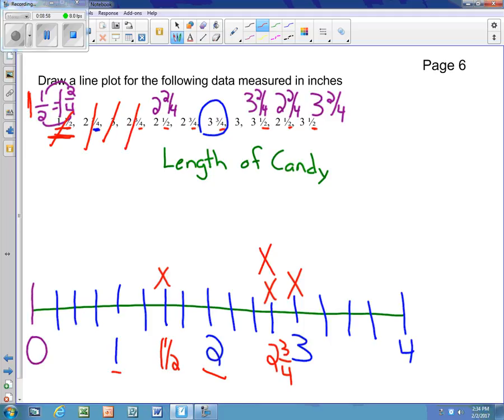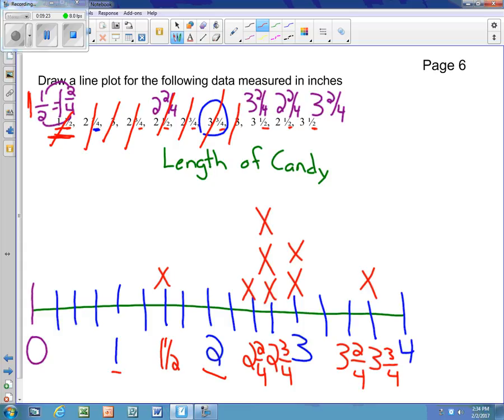Then I have 2 1/2, which is just like 2 2/4, which would be right here, 2 2/4. Then I have 2 3/4. It's already written, so I just need to put an X. Then I have 3 3/4, and I put an X. Then I have 3. I put another X on 3. It's already there. I have 3 1/2, which is the same as 3 2/4, and I mark it with an X. I have 2 1/2, which I already have, which is 2 2/4. I just mark the X. I don't need to write it. And then I have 3 1/2. I mark with the X. I don't need to write it.